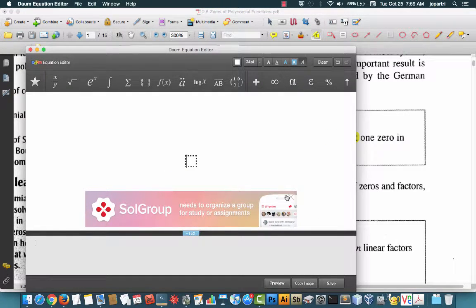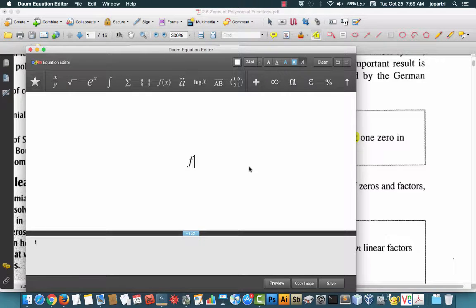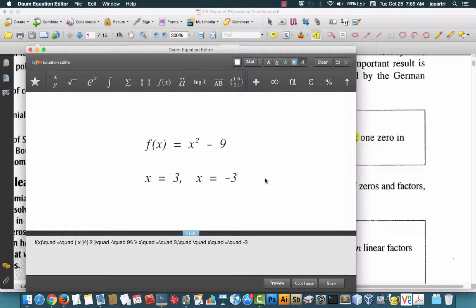So, for example, let's take something very basic. f of x equals, let's say, x squared minus 9. Now, what are the zeros of this function? Well, there are two of them, x equals 3 and x equals negative 3. And both of these are real numbers. They're not complex numbers. So my students would be confused because they would say, well, these are real numbers, they're not complex numbers.